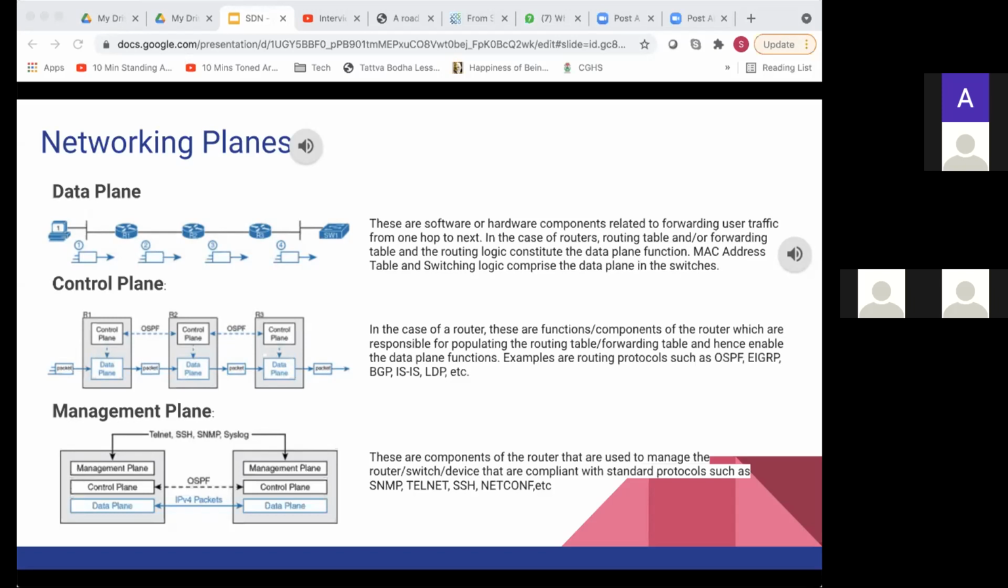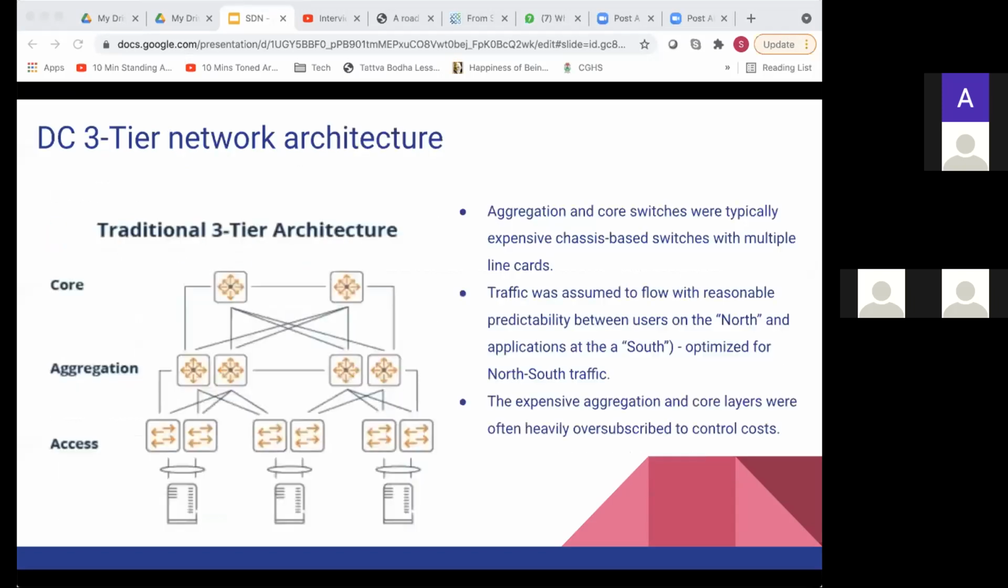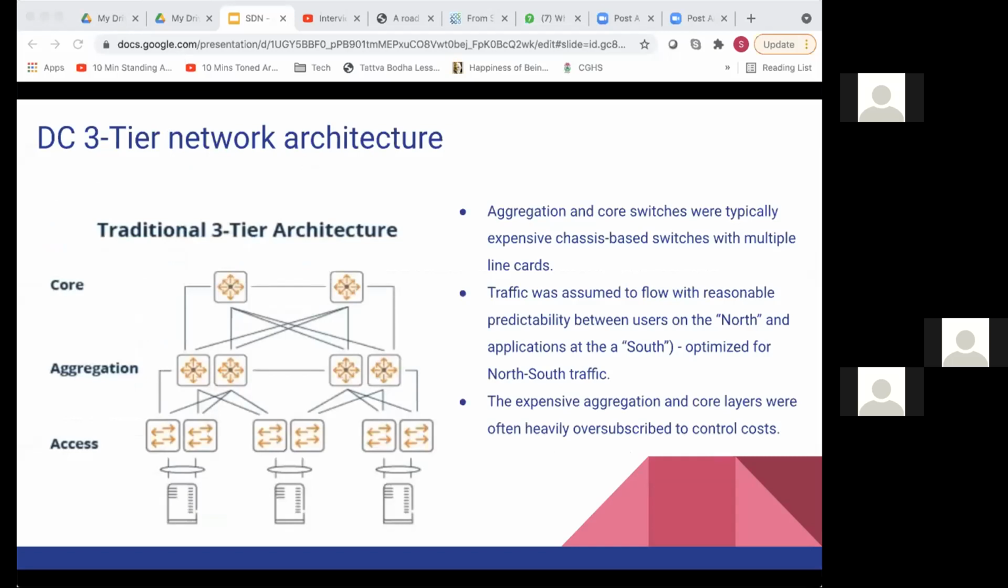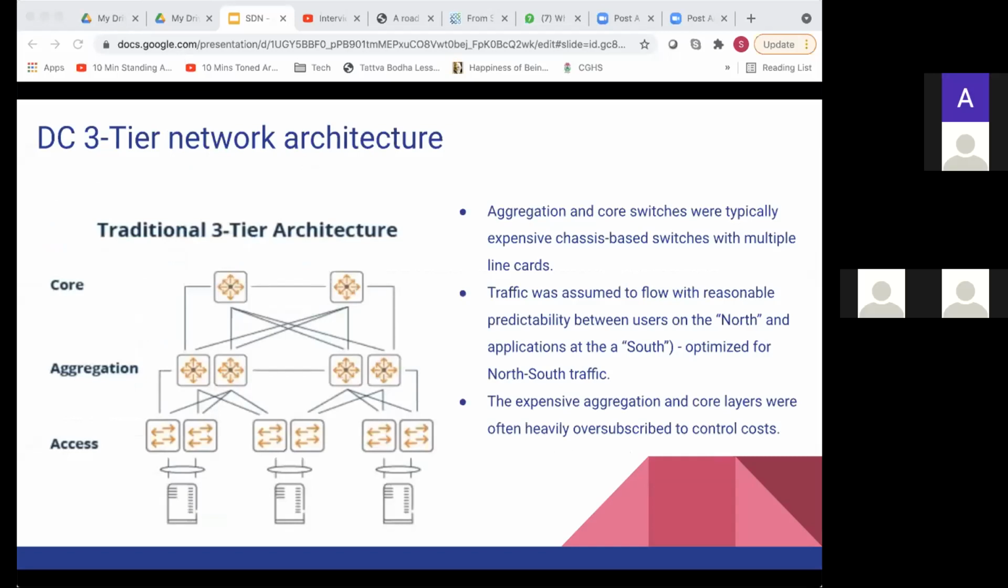And there were different specific architectures that were used in many of these enterprises for their network connectivity. So we'll talk about the first type of architecture. This was a traditional data center 3-tier network architecture. There were 3 kinds of switches. The ones at the bottom, with the arrows, are called the leaf switches. On top of that, there was a layer called the aggregation switches. And the top layer was the core switches.